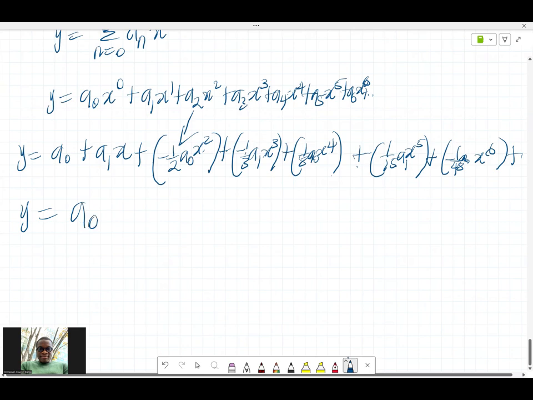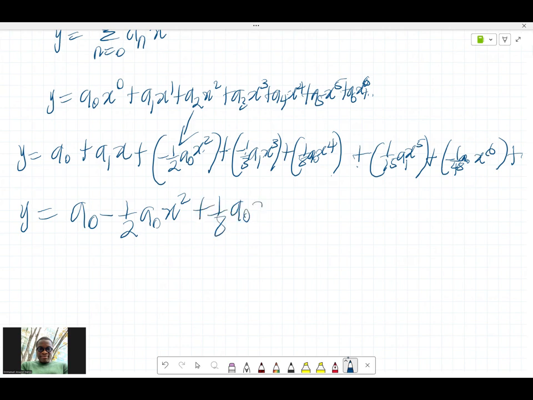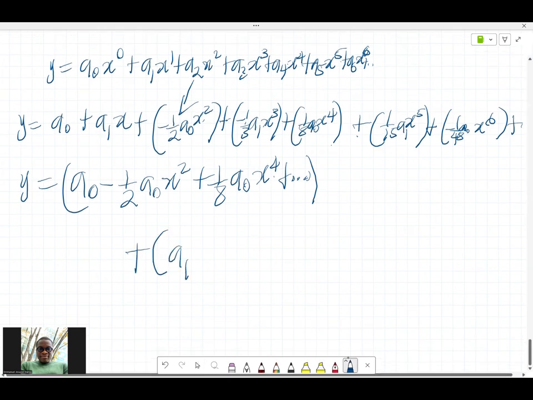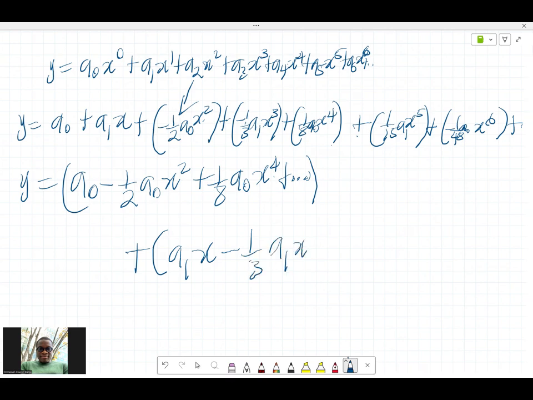So let's just put all the knots together. So we have A naught, minus 1 over 2 A naught x squared, then plus 1 over 8 A naught x raised to power 4, and the rest continues like that. So that's for the A naughts. Then for the A ones, now we have plus A1x, then next we have minus 1 over 3 A1x cubed. Next we have plus 1 over 15 A1 x raised to power 5, and all of that also continues.